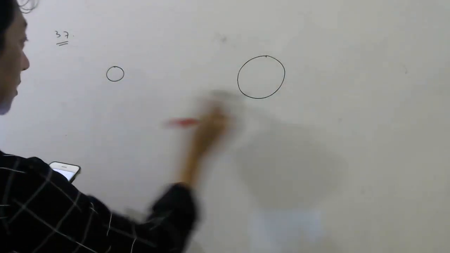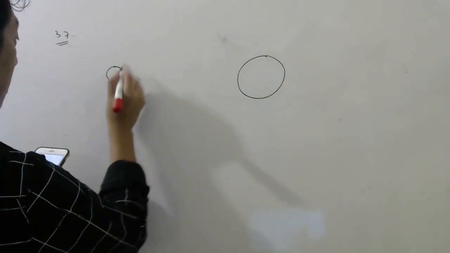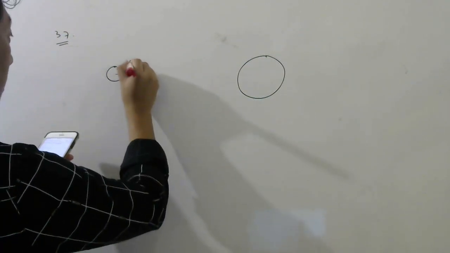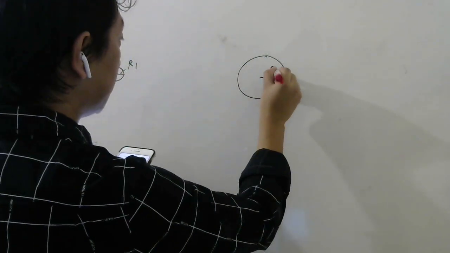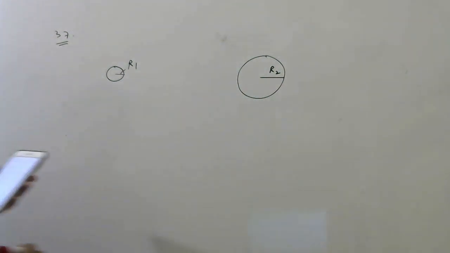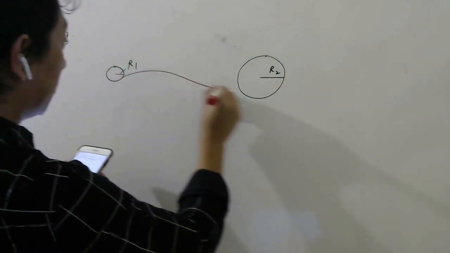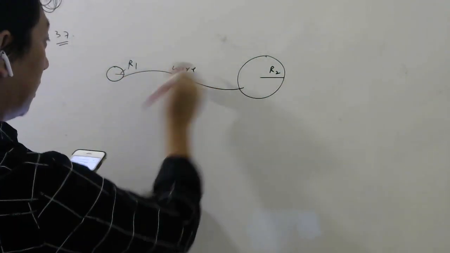Let us see question number 37 now. Two spherical conductors of radii R1 and R2 are separated by a distance much larger than the radius of either sphere. So there are two spherical conductors. The distance is very large compared to their radius. One has radius R1, the other has radius R2. The spheres are connected by a conducting wire.